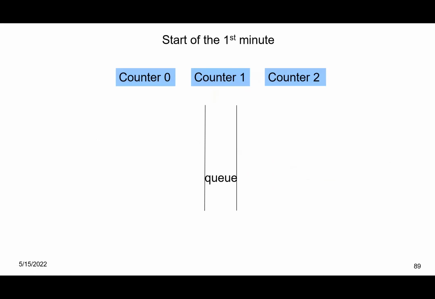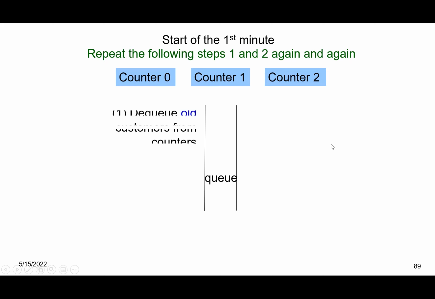At the start of every minute, there are only 2 steps involved, and we are going to repeat step 1 and step 2 in every minute again and again. So in our scenario, I have 3 counters, 0, 1, and 2, and I only have 1 queue here. So the first step is to DQ all customers from the counter. You might have some customers in the counter. Of course, in the first minute you don't have anything, but later you might have some customers, which means counters 0, 1, and 2 are serving some customers.